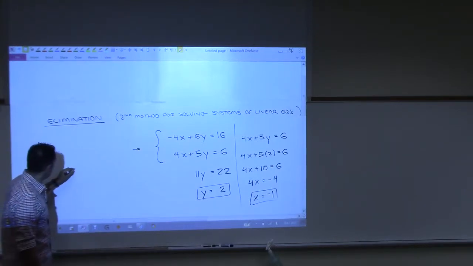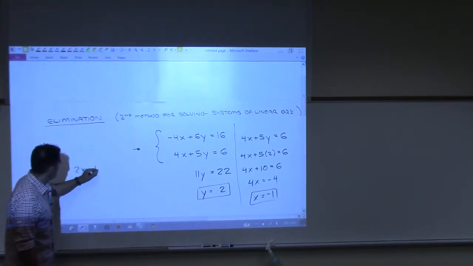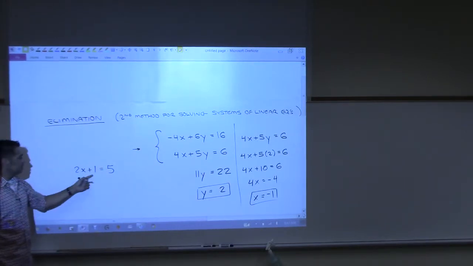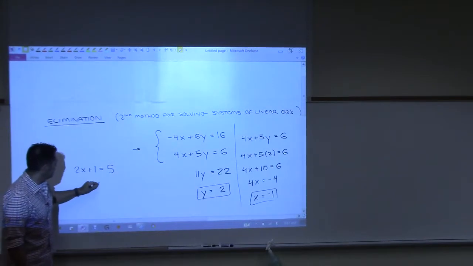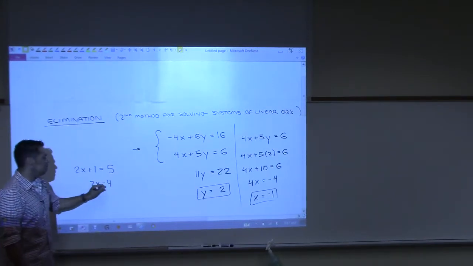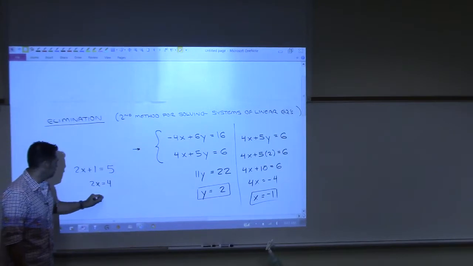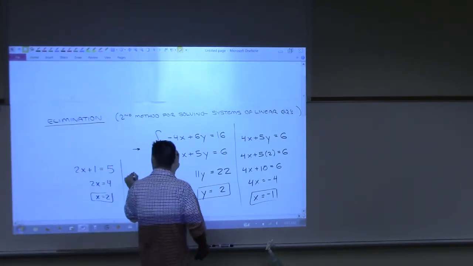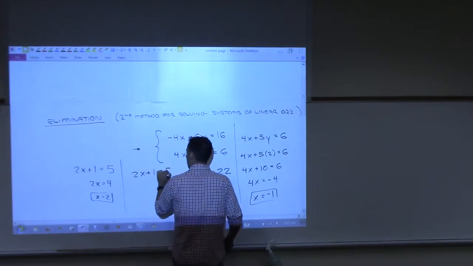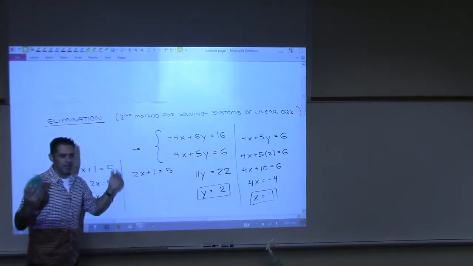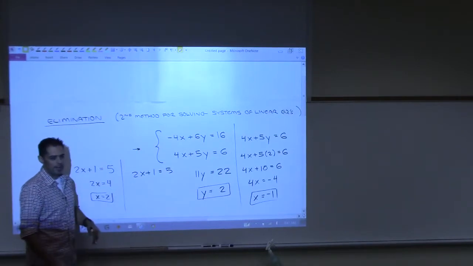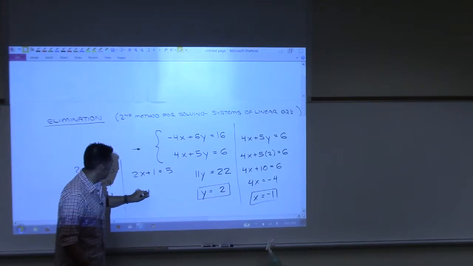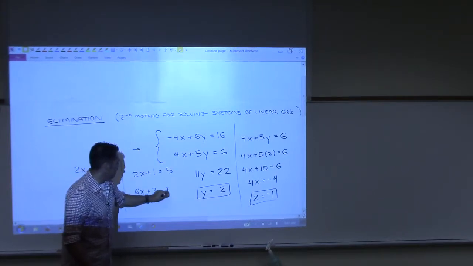Let's say that I have 2x plus 1 equals 5, and I ask you to solve this equation. You would subtract 1 from both sides. You get 2x equals 4. You would divide both sides by 2, you get x is 2. That okay? Now, let's take that equation, 2x plus 1 equals 5, and let's just multiply everything by some number. So let's multiply everything by 3. If I multiply that by 3, I get 6x. Multiply that by 3, I get that. Multiply that by 3, I get this.